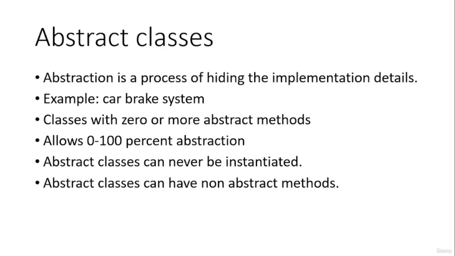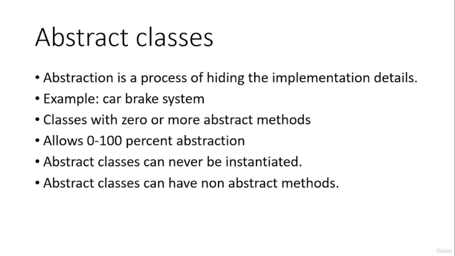Next thing to mention about abstract classes is that they are declared with the keyword abstract. If you provide the abstract keyword before the class, then that class becomes an abstract class. And one more thing is, abstract classes can have non-abstract methods as well as abstract methods. So they can have 0 to 100 percent abstraction. If you keep all the methods in a particular abstract class non-abstract, then there is zero abstraction occurring.